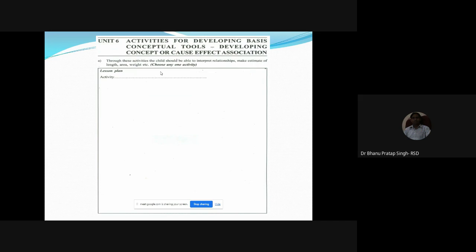Unit 6, activities for developing basic conceptual tools, developing concept of causal effects association. So this is compulsory, and choose any activity. There are so many things given, like interpret relationship, make estimate of length or area or weight. You can take any one, means you can take the problem of area, you can take the problem of length, you can take the problem of weight.